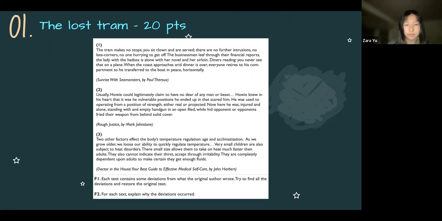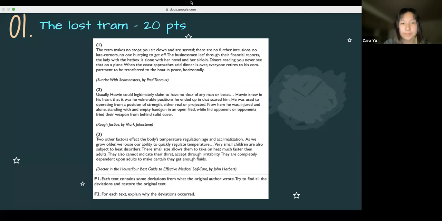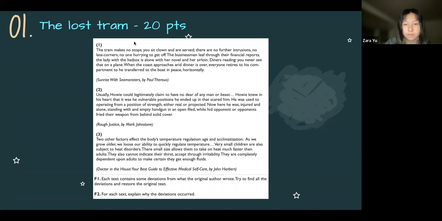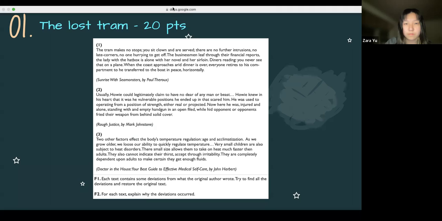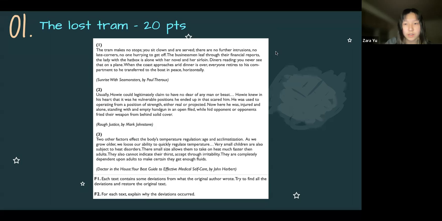Okay, we're just waiting for the rest of the people in the breakout rooms to join back. Okay, I think everyone is back now.